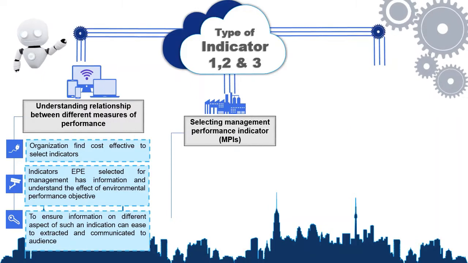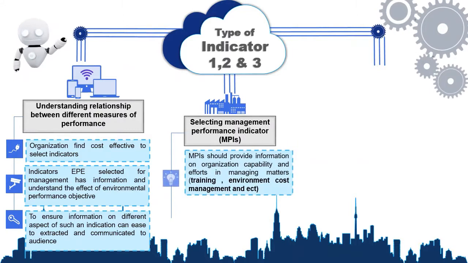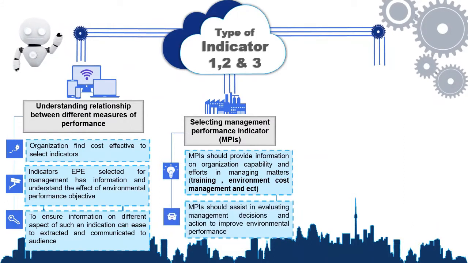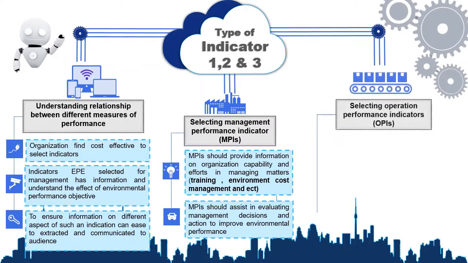Second, selecting management performance indicators (MPIs). MPIs should provide information on the organization's capability and efforts in managing matters such as training, environmental costs, management, etc. MPIs should assist in evaluating management decisions and actions to improve environmental performance.